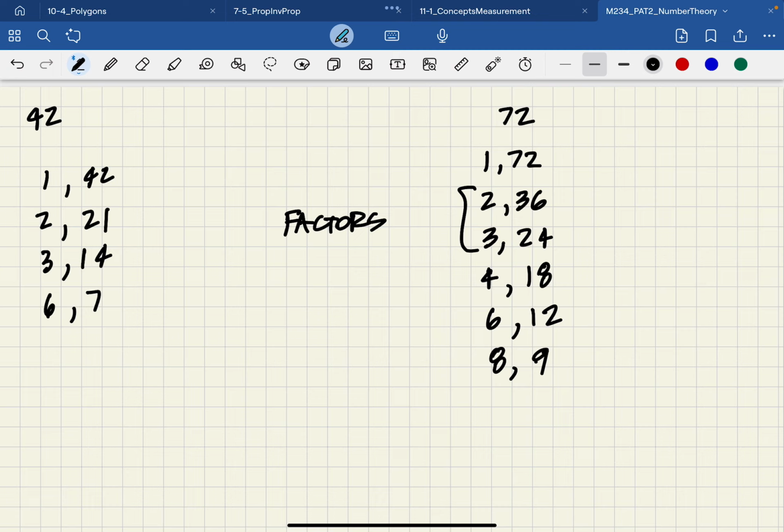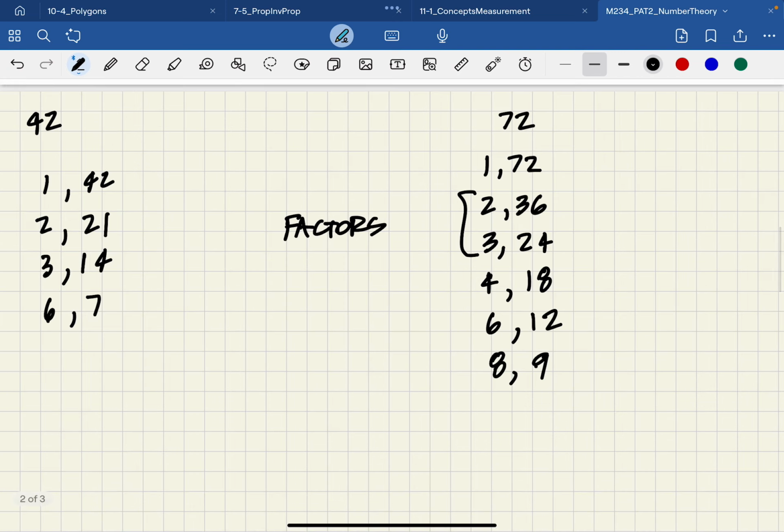The reason I know is because the next factor will be greater than 9, and we've already checked. So I guess the pair will be less than 9, and we've already checked everything less than 9. Okay, so there's 72, and there's 42.